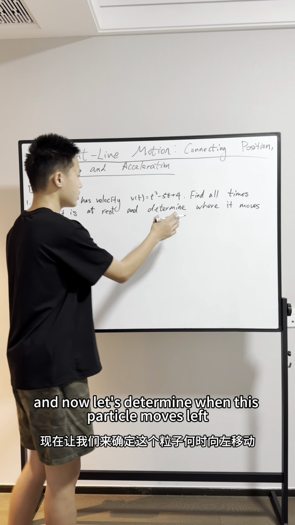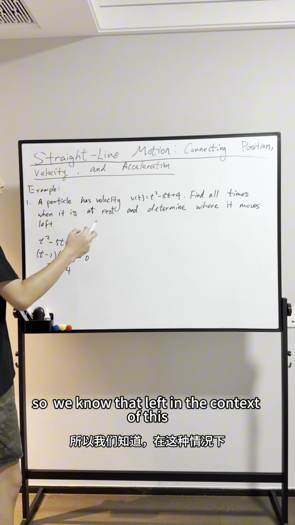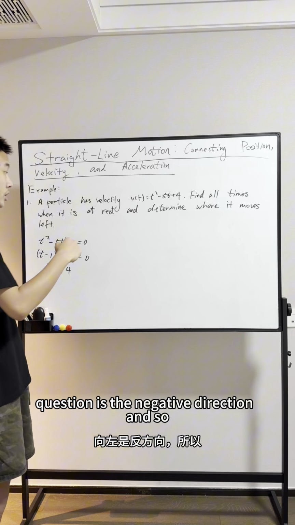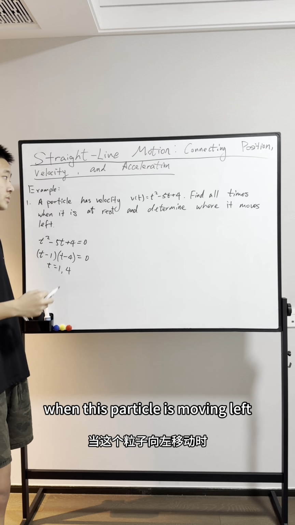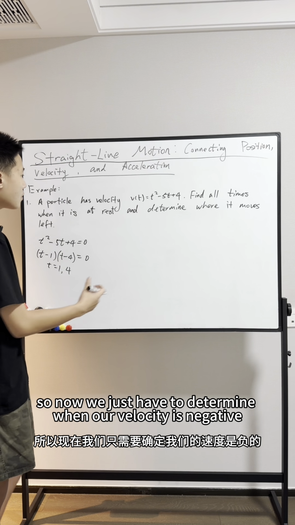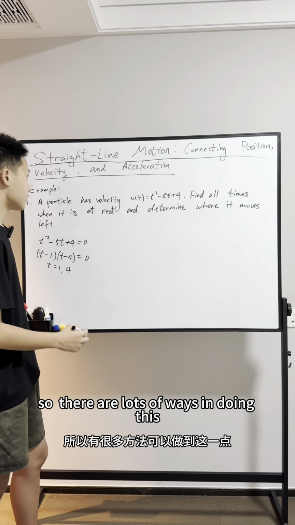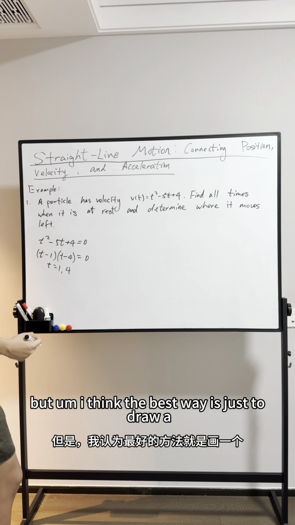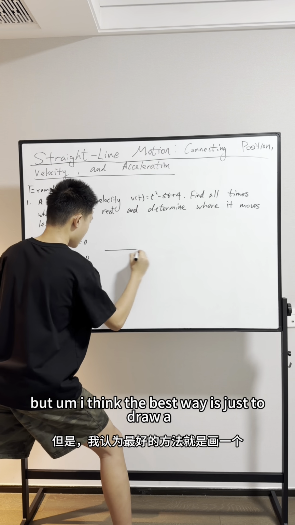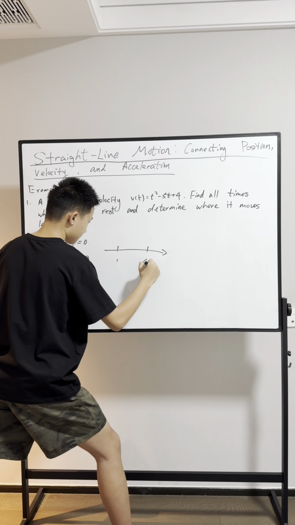Now let's determine when this particle moves left. We know that left in the context of this question is the negative direction. So when this particle is moving left, that means velocity must be negative. Now we just have to determine when our velocity is negative. There are lots of ways of doing this, but I think the best way is just to draw an axis in which we have 1 and we have 4.